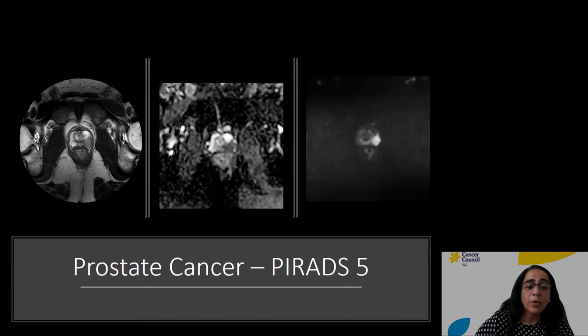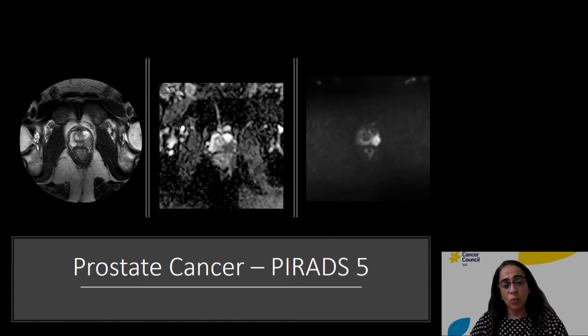Here's an example of a prostate cancer on a multiparametric prostate MRI study. On T2 axial images, there's a low T2 signal lesion in the left peripheral zone with a corresponding low signal on ADC images and a high signal on diffusion weighted images. So this lesion would be classified as a PI-RADS 5 lesion, which is highly suspicious for prostate cancer.